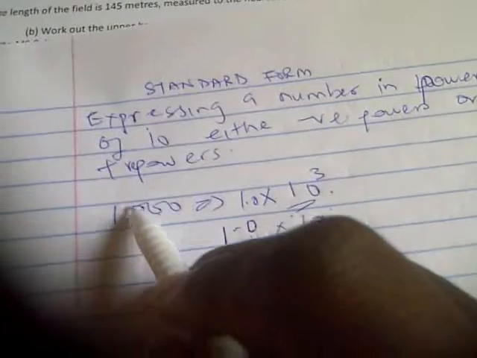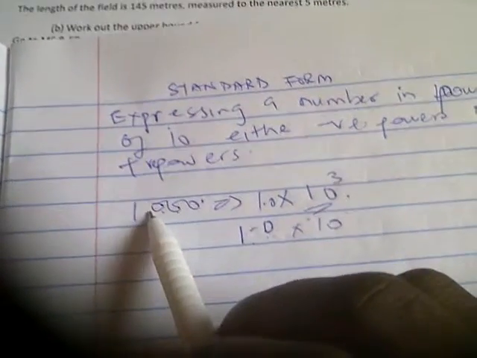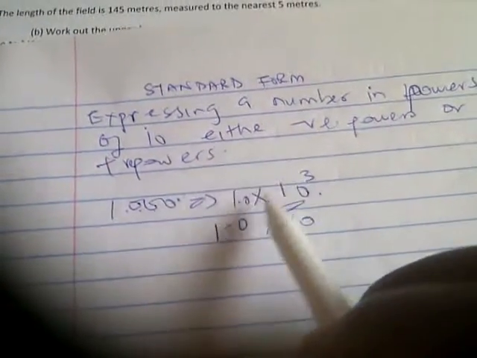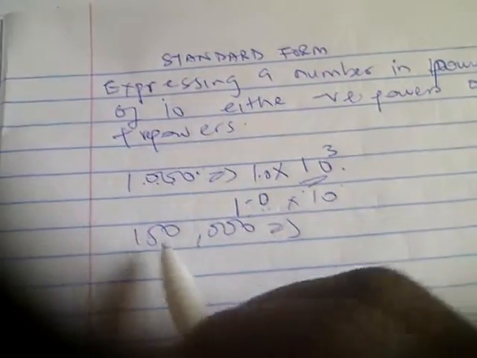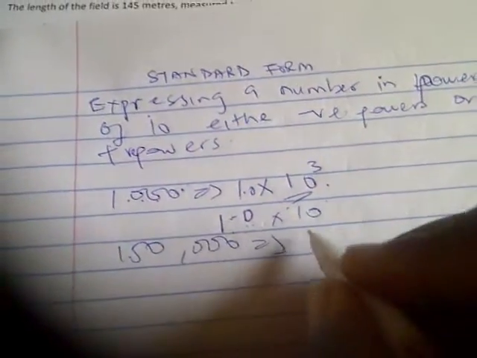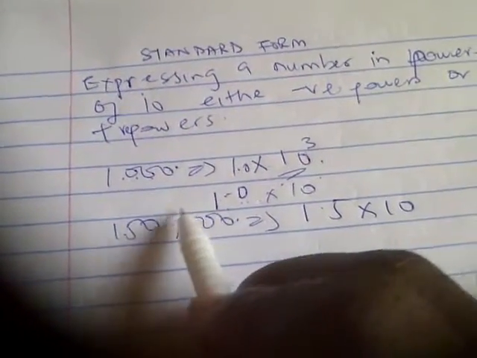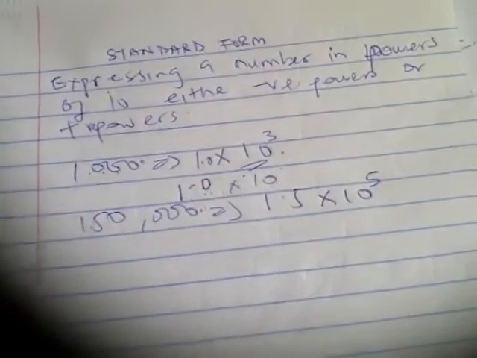You now count from the end to where the decimal point actually came in. That's here. Counting from here, you have 1, 2, 3, and that's why you have 1 times 10 to the power 3. Now, if you have 150,000 and you are asked to put it in standard form, first of all you know it is 1.5, then times 10 raised to a power. You start from here and get to the place where you put the point. That's 1, 2, 3, 4, 5, times 10 raised to power 5, and that's the standard form.